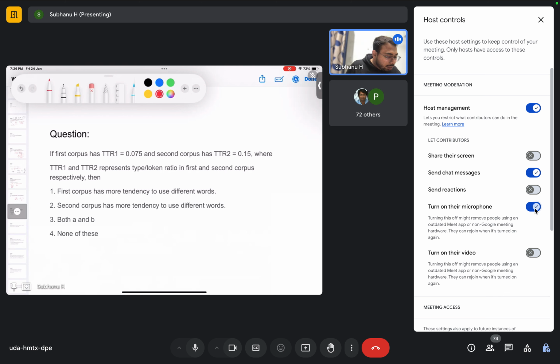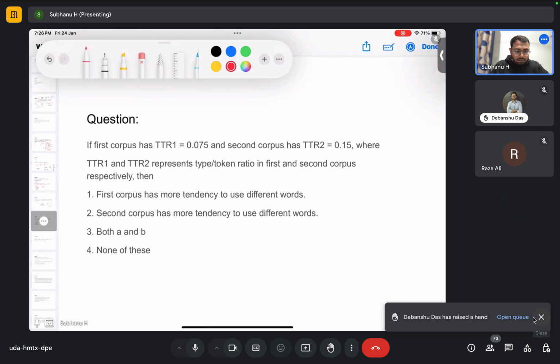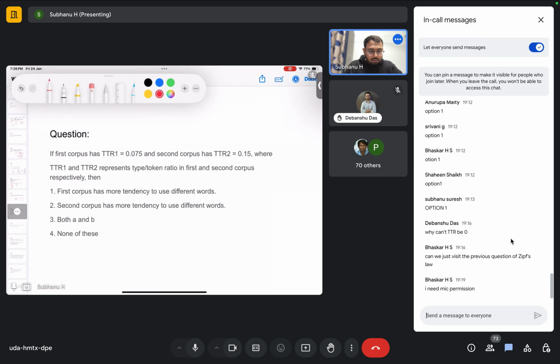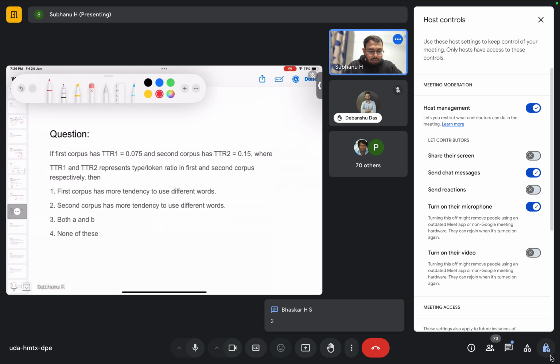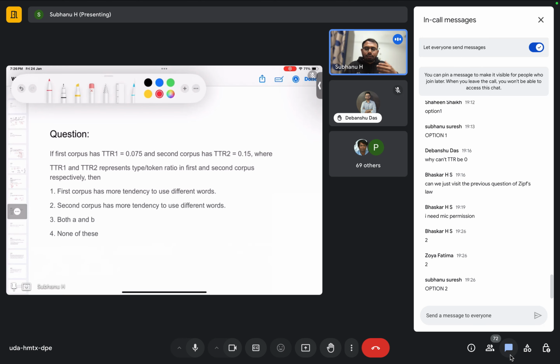So this is the next question, that we have to find the TTR ratio, I think. Can you please write the answer in the chat box? If anyone has a question in their mind, he or she can also write this in the chat box. When I get time, I'll reply to all of you.